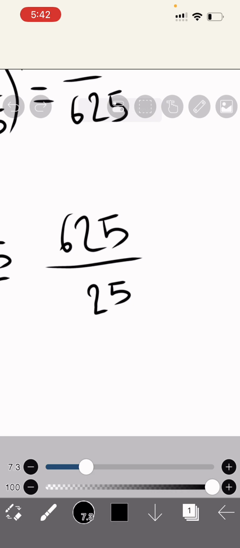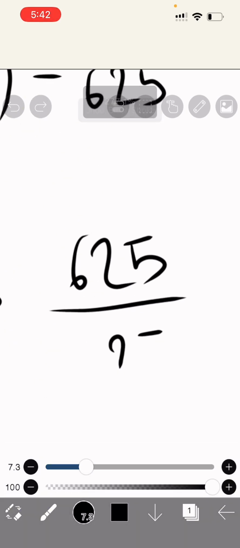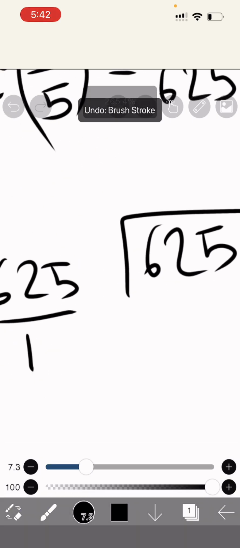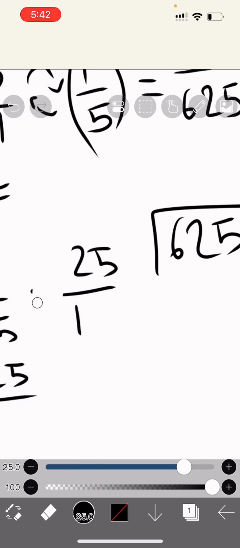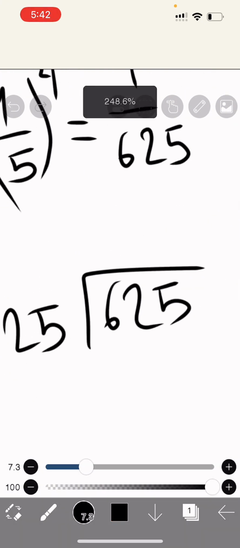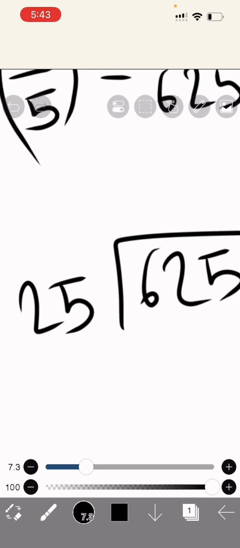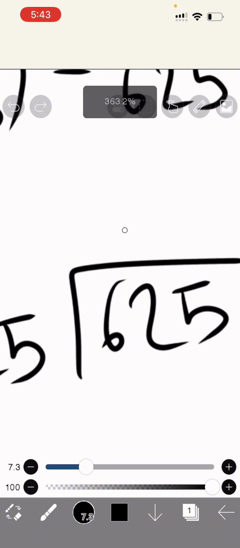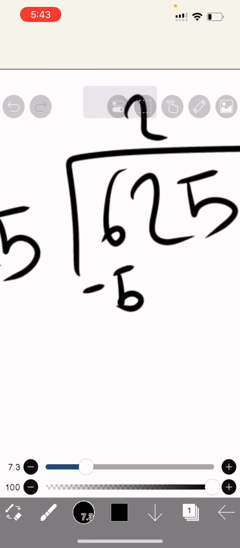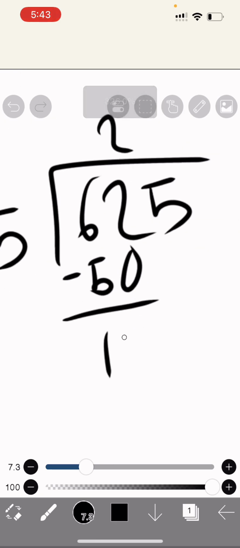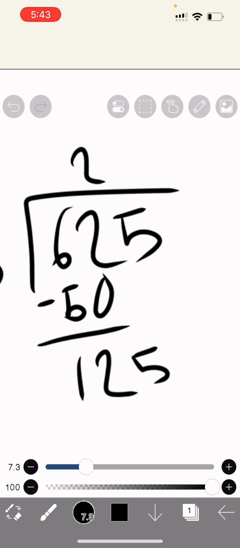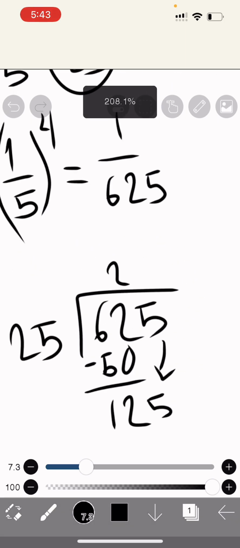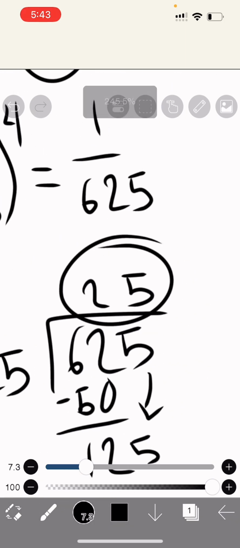Now, it's asking us 625 divided by 25. Let's visualize that. Hold on, let me erase some stuff. Since 25 can't go into 6, we just go on to this area. 25 goes into 62 2 times. Minus 50, because 2 times 25 is 50, and then you're going to get 12, right? We're going to bring down that 5 over here, and then 125 divided by 25 gives us 5, meaning that our answer is also going to be 25.